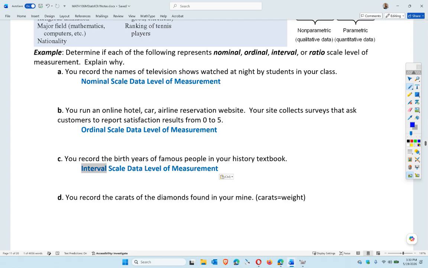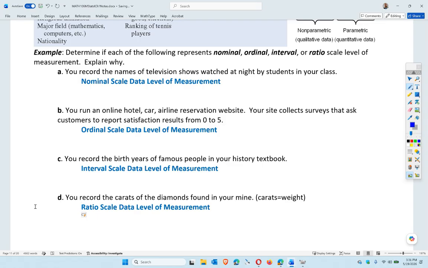Versus carats of diamonds you found in your mine. That is the gold standard in data because you have everything, right? That is the ratio level, because it has a natural zero. If you find no diamonds, you have no diamonds, zero, right?